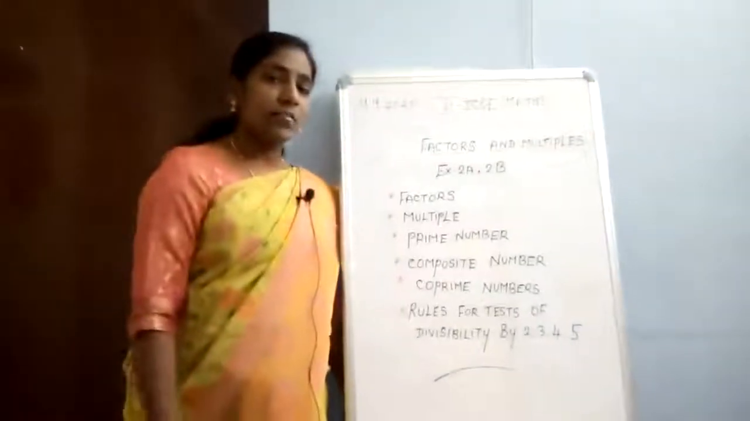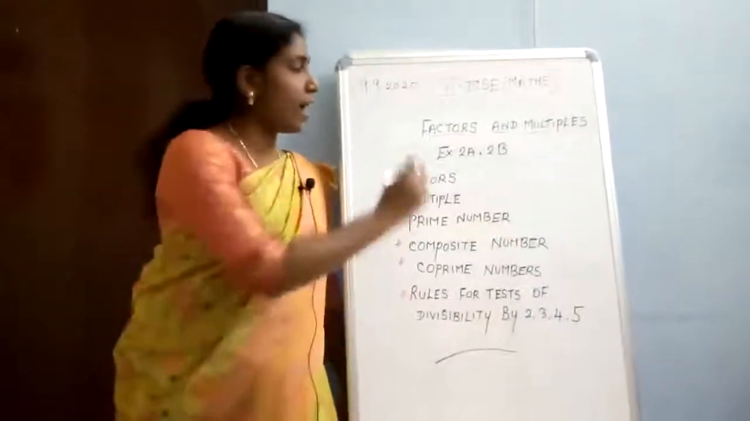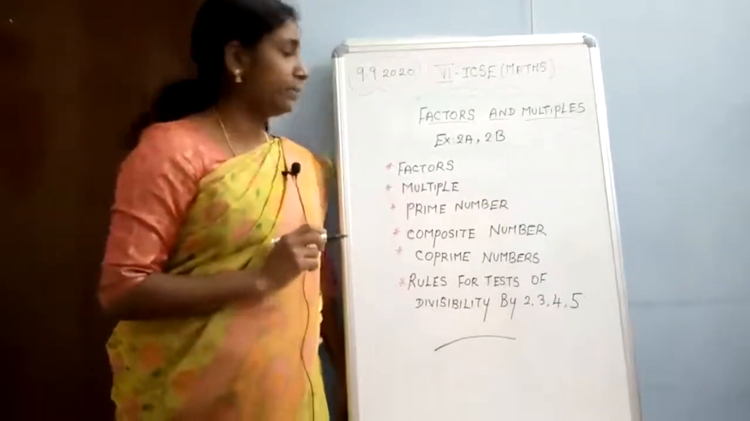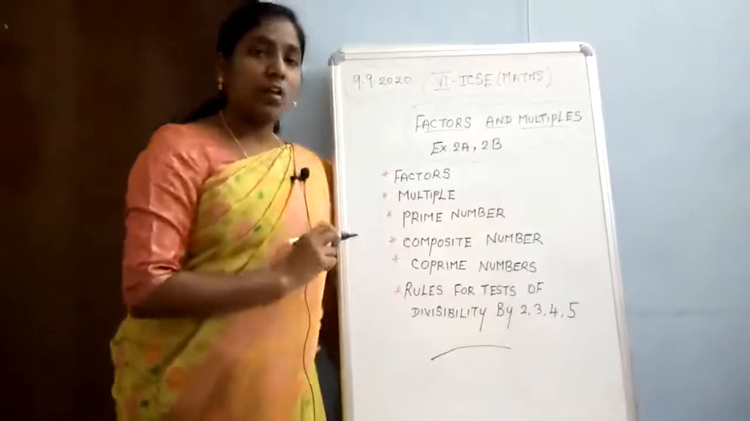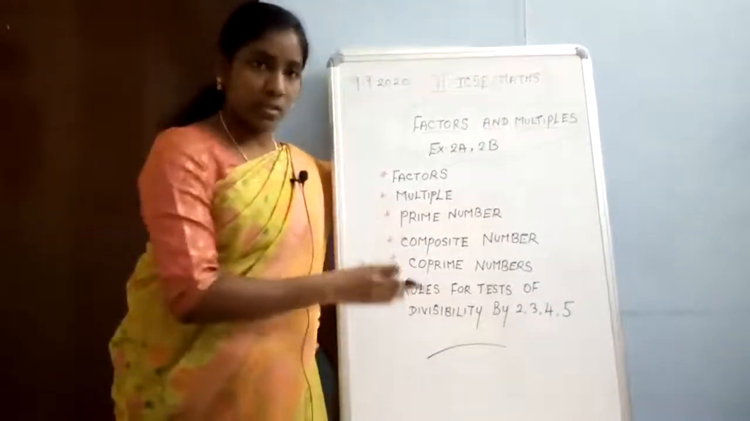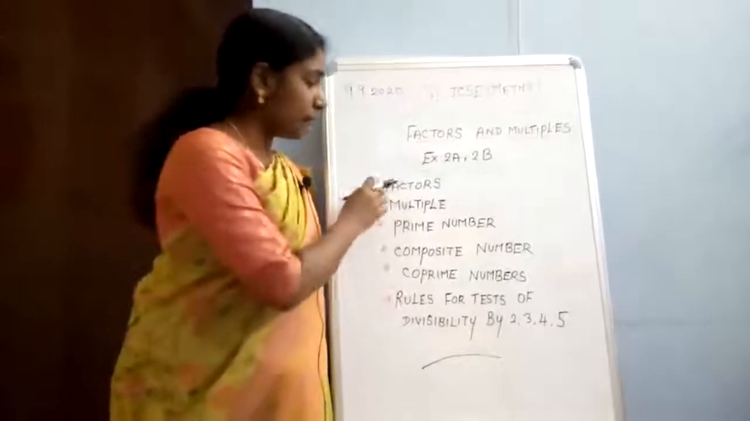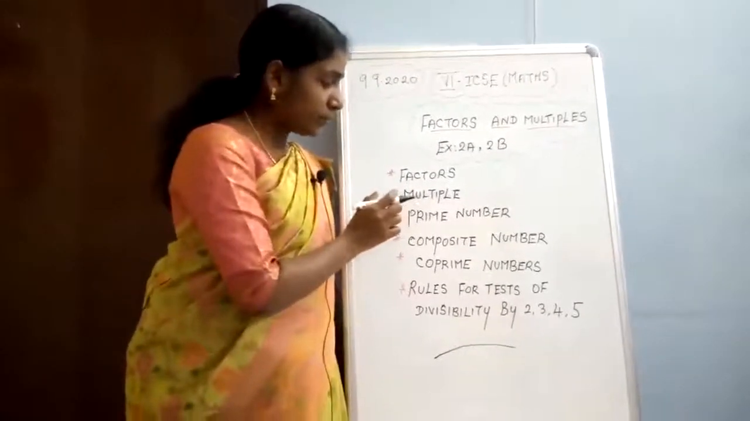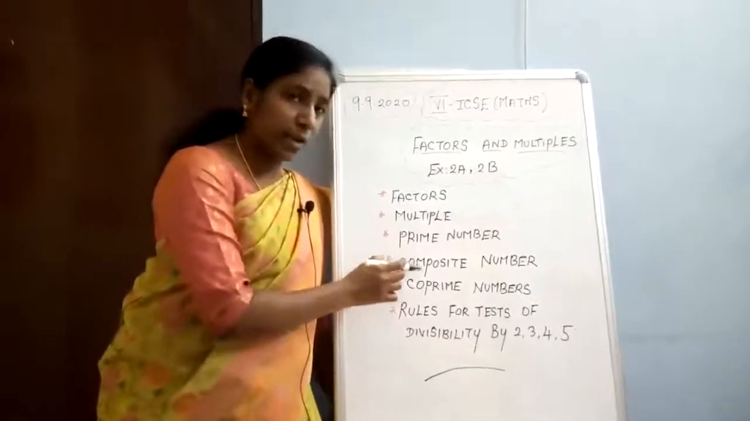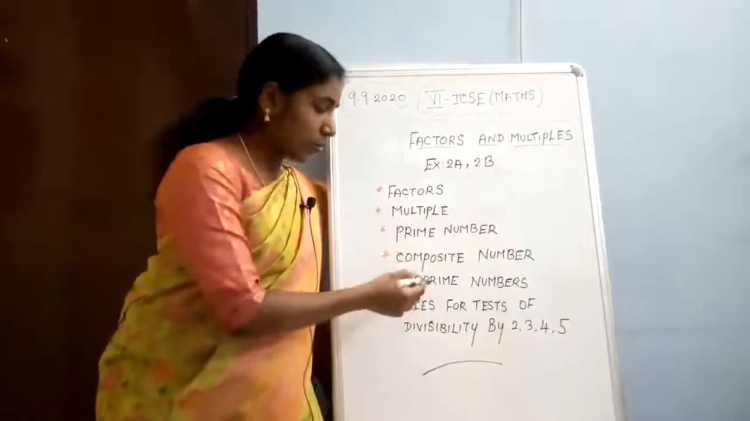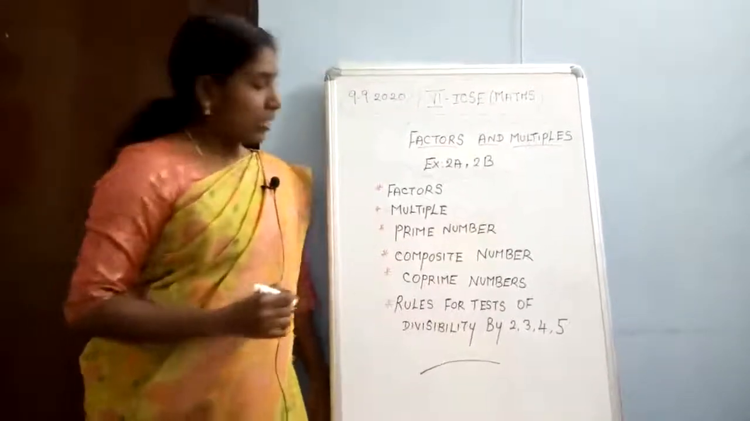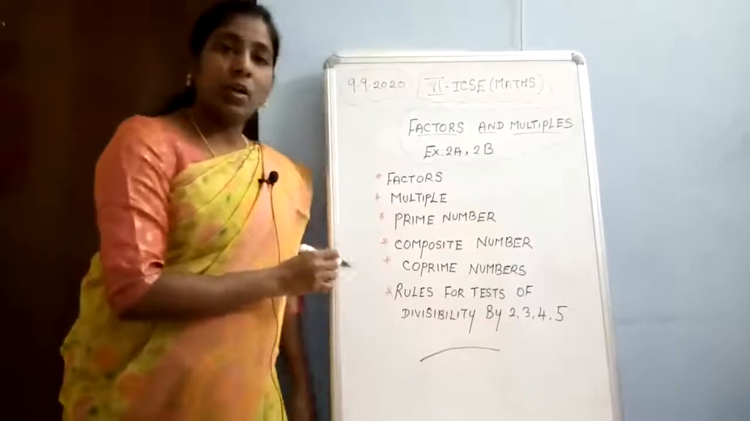In today's class, we are going to see a new topic, factors and multiples, that is exercise 2A and 2B. In this topic, we are going to see a few headings: factors, multiples, prime numbers, composite numbers, co-prime numbers, and rules for test of divisibility by 2, 3, 4 and 5. For each topic we are going to do the sums.